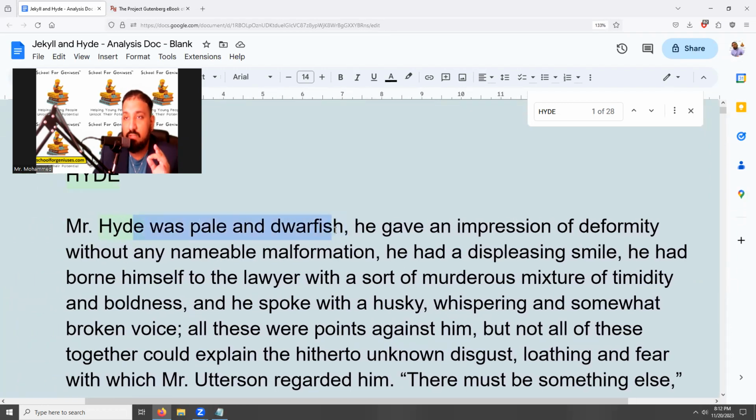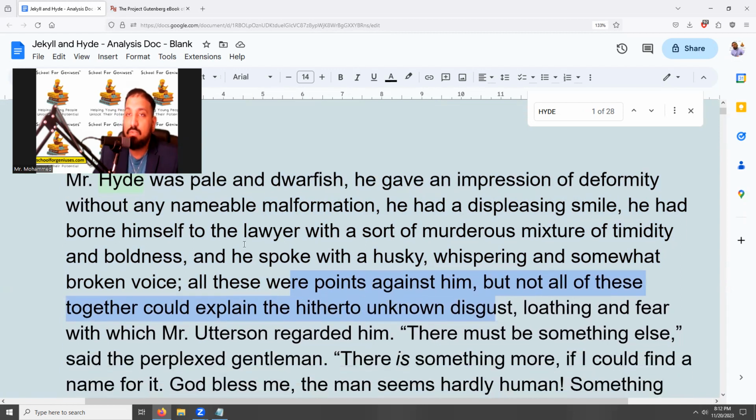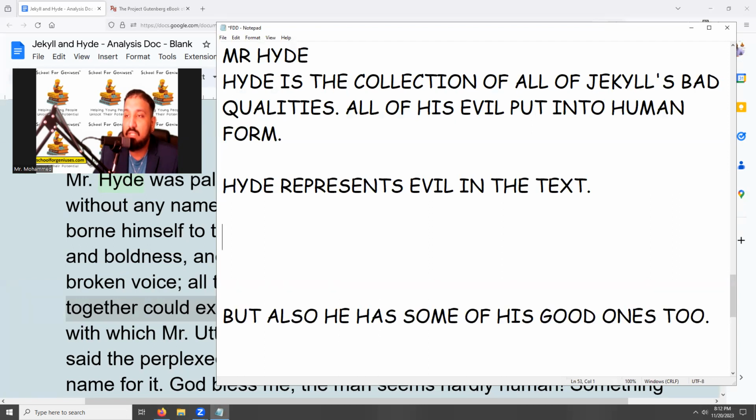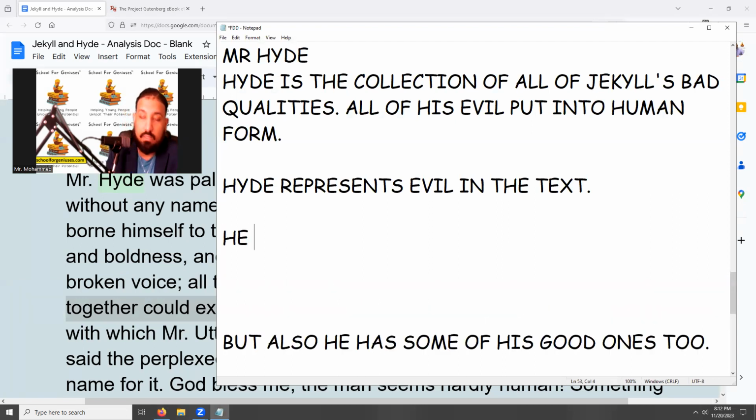So he's mostly evil. "Pale and dwarfish", which in itself isn't ugly, it's just a little bit small, a little bit pale. "Gave an impression of deformity without any nameable malformation." His smile doesn't look good, but do you see, these are all points against him, but they couldn't explain why they feared him or were disgusted by him. So they don't know why they hate him. You can say that they hate him because he makes people feel afraid.